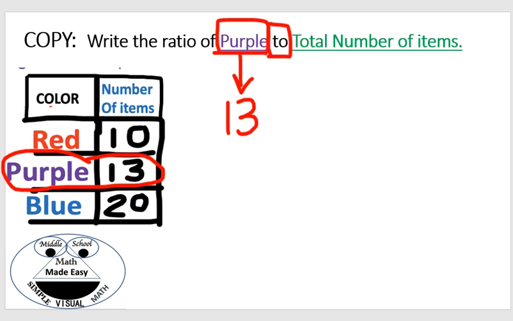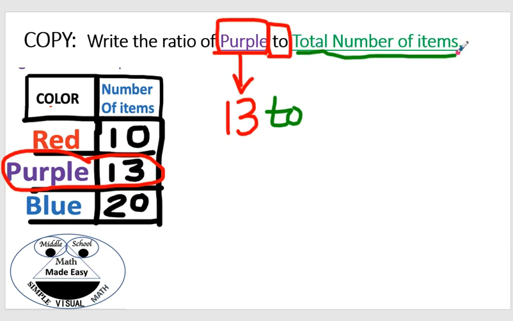And then I look after the word "to", because that is what's going to come second. You can either write this with the word "to" or a colon or a bar. And it says total number of items. Well, I don't see any total here. I see red, purple, and blue. So what do I do? Some students get confused. They just write a 10 or a 20 here. They don't know what to write. Well, this you have to figure out on your own.